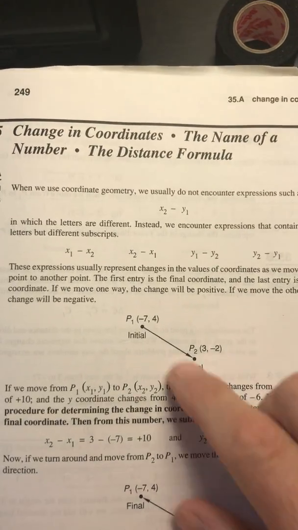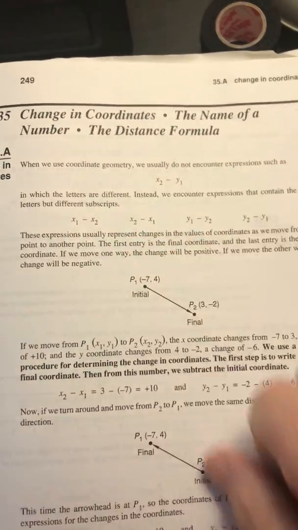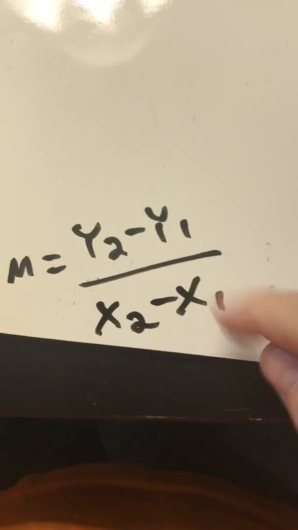Problem set 35, geometry, change of coordinates, the name of a number, the distance formula, okay? Change of coordinates, not that big of a deal. We've already been doing that with the slope formula.